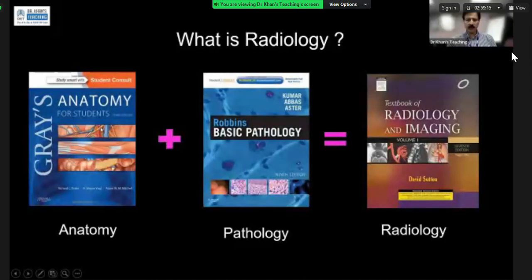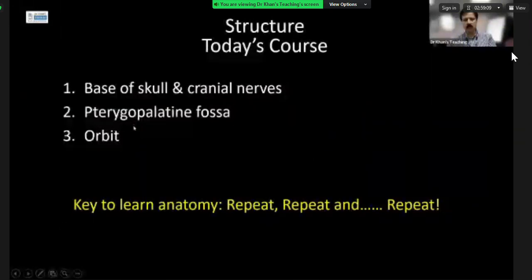Anatomy. In head and neck, 70–80% of the battle is won. So anatomy is the key, and that is why this course is going to emphasize anatomy. Today we are going to cover the base of skull, which includes the cranial nerves, because cranial nerves pass through the base of skull. And this is what we are going to cover today.